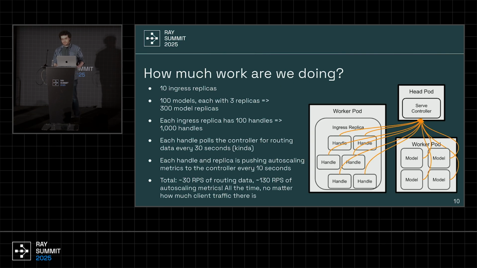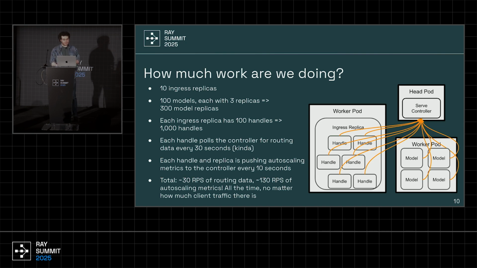So let's try to estimate how much work those two information flows have to do in the background. Our system fell over when we had about 10 ingress replicas and 100 models, which means 100 serve applications, each with one deployment in them. But that deployment had 3 replicas. So that means we have 10 ingress replicas and 300 model replicas. And that means that each of our ingress replicas, which need to each be able to route to any of the model replicas, need to have 100 handles each, which is 1,000 handles.